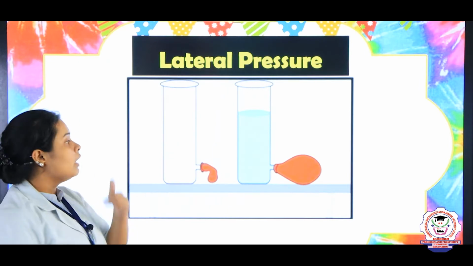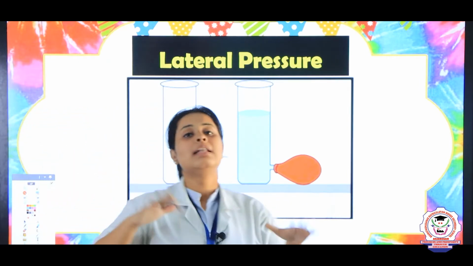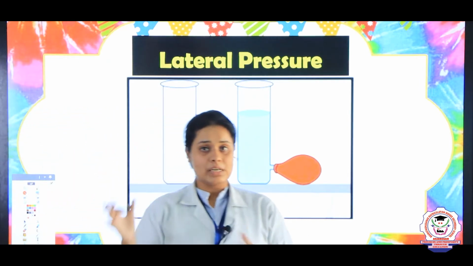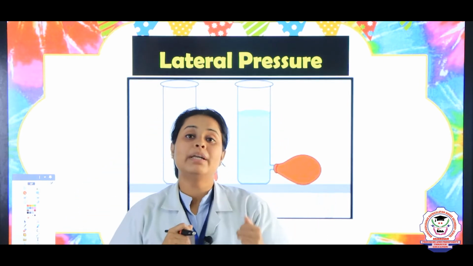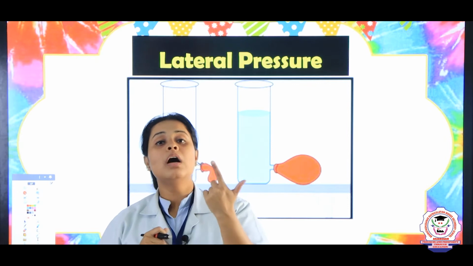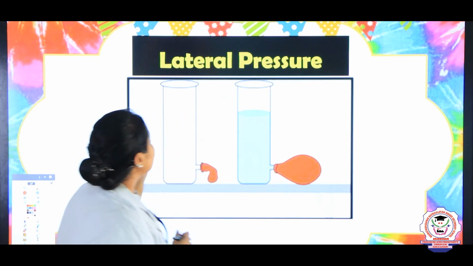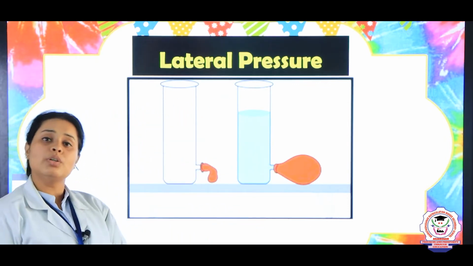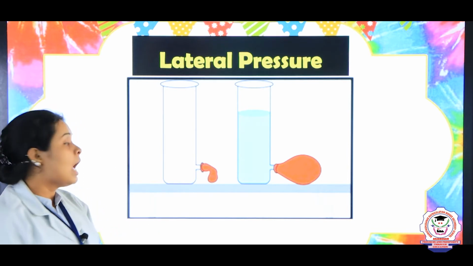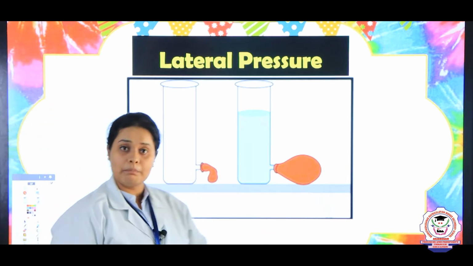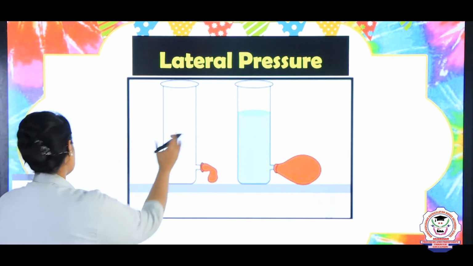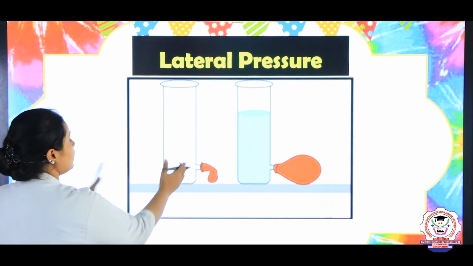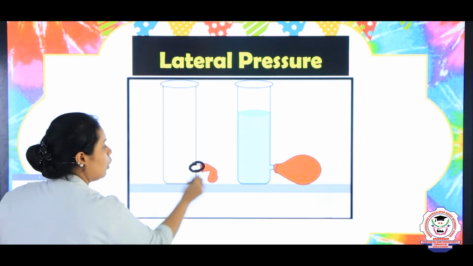Now let us see about lateral pressure. Children, we have discussed how pressure acts downward depending upon the density and the height of the liquid. Now let us see what lateral pressure is. Lateral pressure means how much pressure is being put by a liquid on the sides of the vessel. First I am taking a tube. In that tube there is one hole over here.